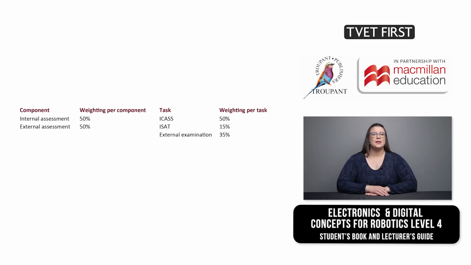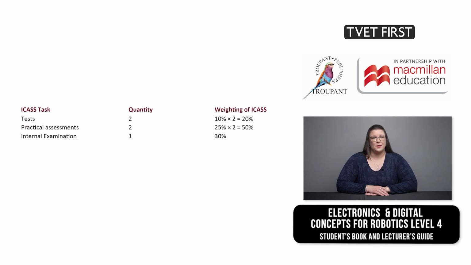How is the course assessed? The EDCR curriculum will be assessed through 2 components. An internal assessment of 50% made up of only the ICAS, and an external assessment of 50% made up of the ISAT, which is 15%, and the external exam, which is 35%. The task quantity weighting of ICAS is made up as follows. There are 2 tests, which count 10% each, 2 practical assessments, which count 25% each, and 1 internal exam, which counts 30%.